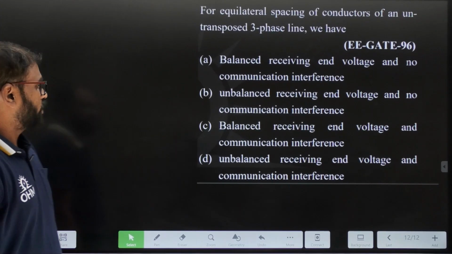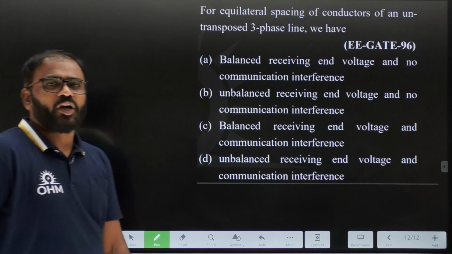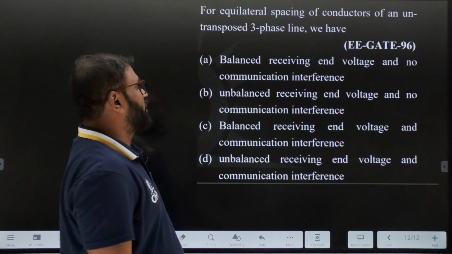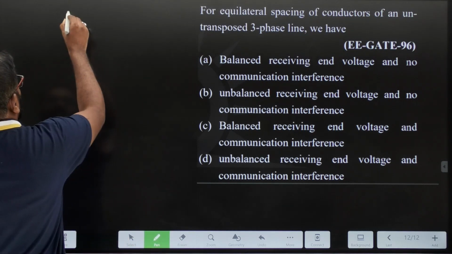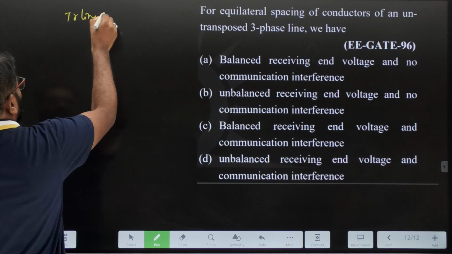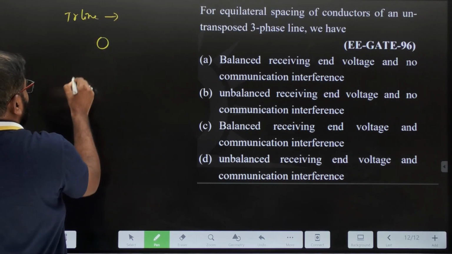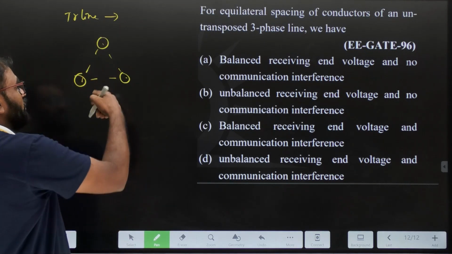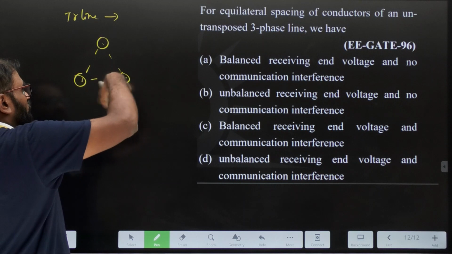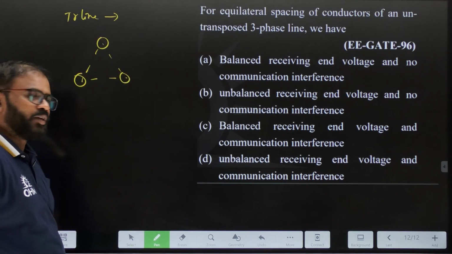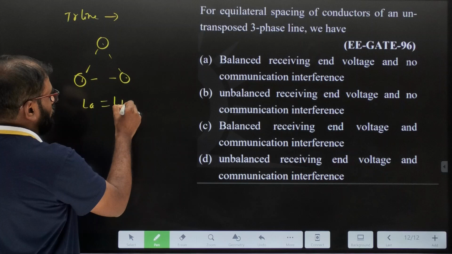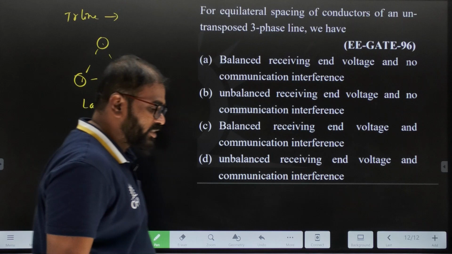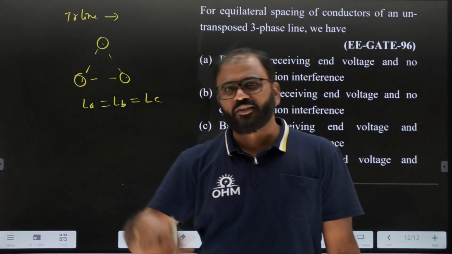Yes, this is the last question from our first chapter. For equilateral spacing of conductors of an untransposed three-phase line we have. Now tell me, equilateral spacing means the conductors are arranged like this. The conductors form an equilateral triangle and transposition is not done, but still we get LA equal to LB equal to LC. We get a balanced network, balanced inductances, balanced impedances, balanced sending end and receiving end voltages.